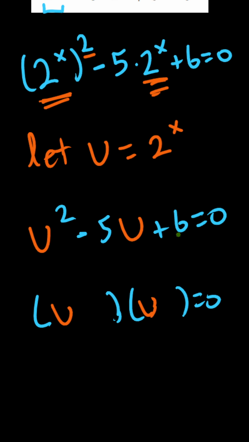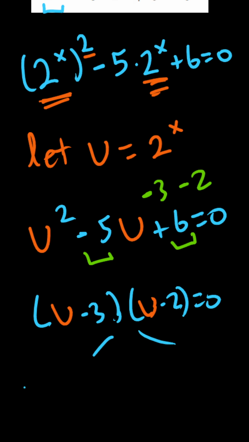And now for this term 6, what two numbers multiply to positive 6 but add to negative 5? Well, that's negative 3 and negative 2, because if you multiply them, they get positive 6. And if you add them, you get negative 5. So u minus 3 and u minus 2. And then solving for u here, u minus 3 equals 0. In other words, u equals 3. And then over here, u equals 2.